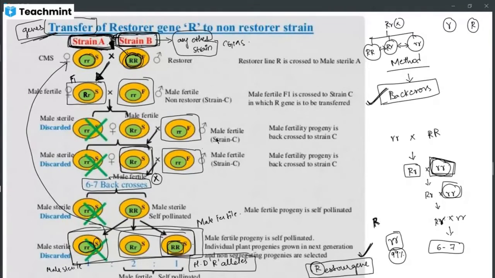See, this is any other strain. You can call this any other strain. This strain is having the restorer gene in which condition? Recessive condition. Yes, sir. Okay, but the cytoplasm should be fertile. If the cytoplasm is not fertile, what happens? If the cytoplasm is sterile, what happens?